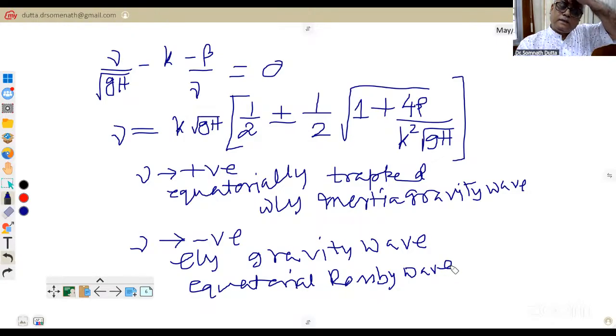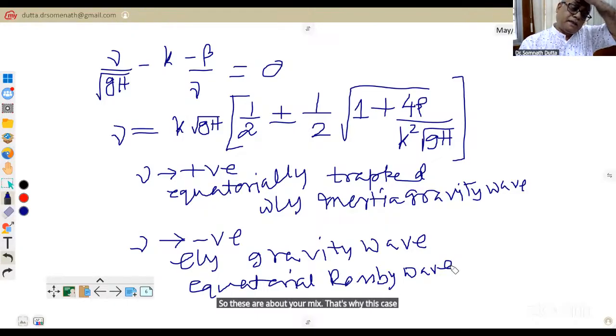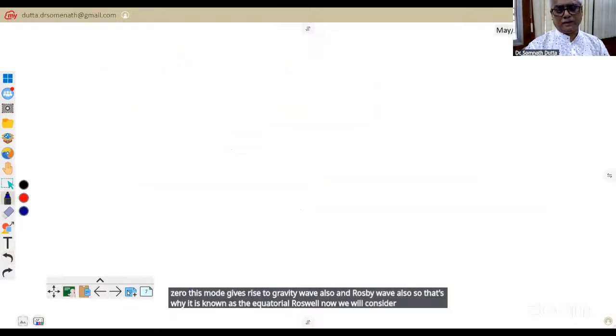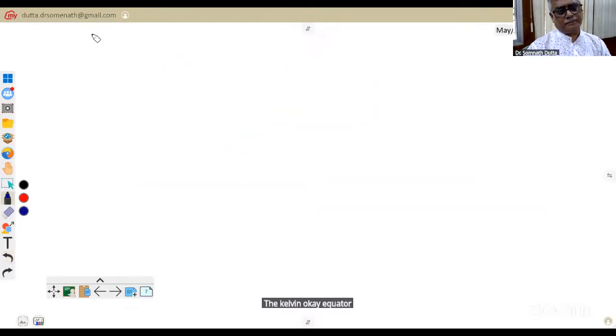So these are about your mixed Rossby. That's why this case, that is n is equal to 0, is called the mixed Rossby gravity wave, because this n is equal to 0 mode gives rise to gravity wave also and Rossby wave also. Now we will consider the Kelvin wave, equatorial Kelvin wave.